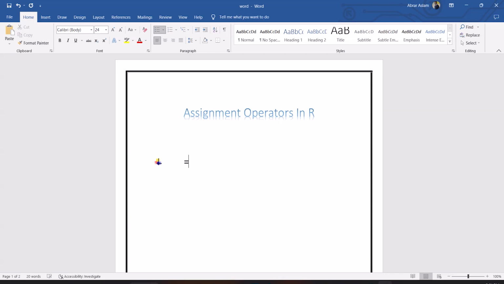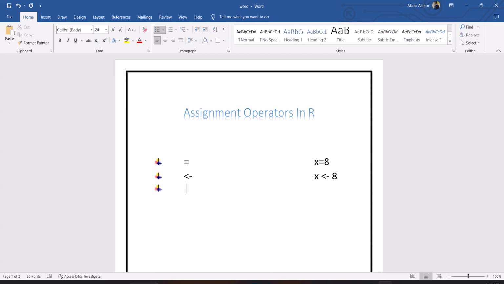So the first assignment operator we have is the equals to operator. This operator is used as x equals to 8. The next assignment operator we have is the less than and hyphen sign. It is also used to assign values to variables. Considering the above example, we can write it as x, this sign, and then the value which is 8.